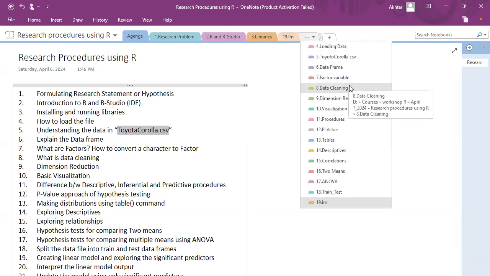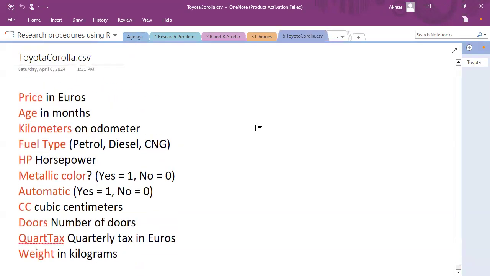Now the file is ToyotaCorolla.csv. These are the variables. Can you see my screen clearly? Can you hear my voice clearly?